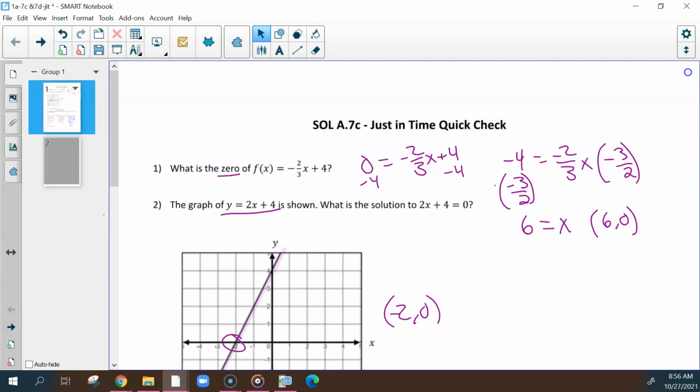So starting with 7C, if you did this on your calculator or Desmos, that's fine, you don't need that work. If you did the work, it should match mine similarly. And your X-intercept was 6, 0. So you should have set your equation equal to 0 because you're looking for a 0, which is your X-intercept. So your y has to be 0.